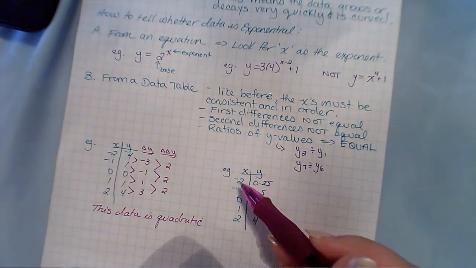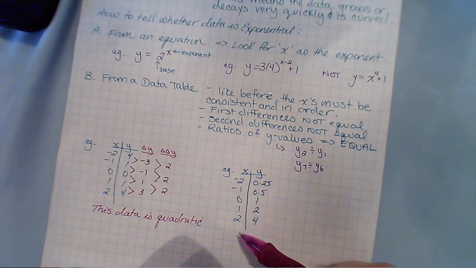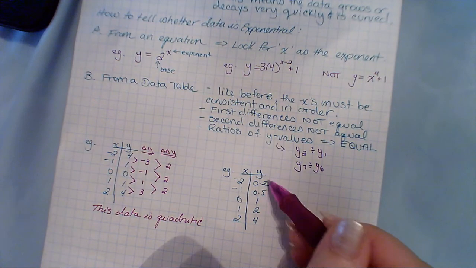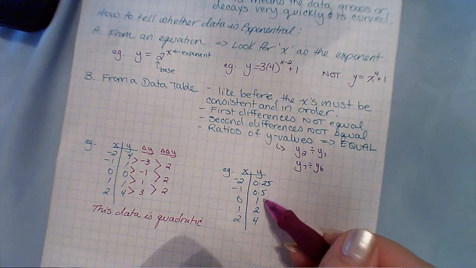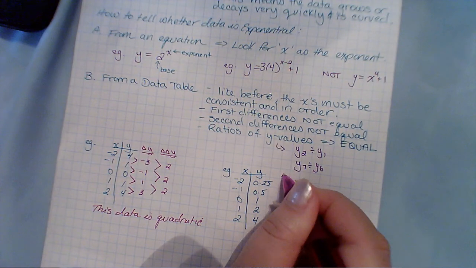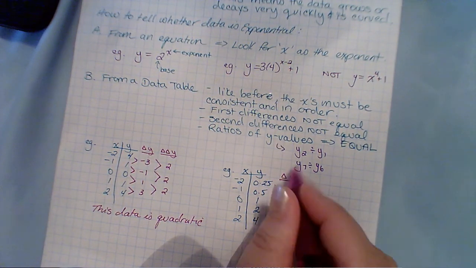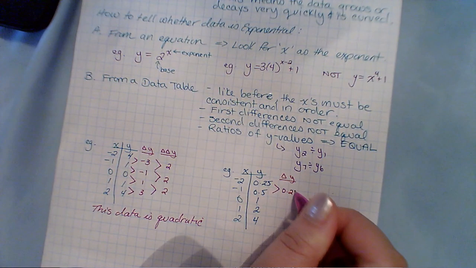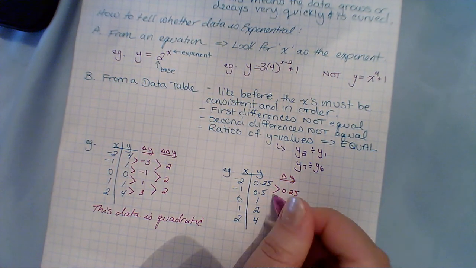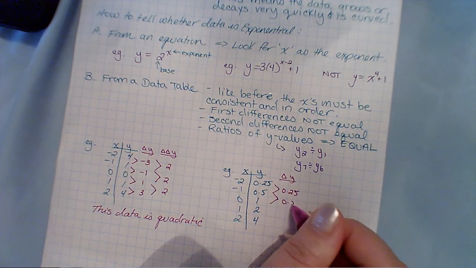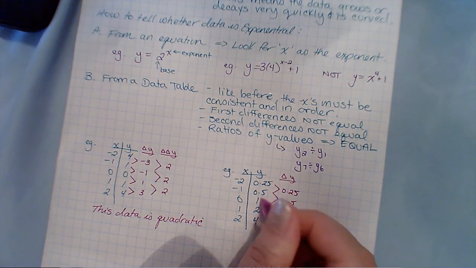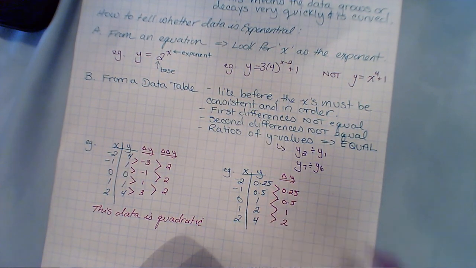Again, the x's, do a quick check: -2, -1, 0, 1, 2. Good, they're all there. We have our y's: 0.25, 0.5, 1, 2, and 4. All right, so first column, first differences. 0.5 take away 0.25 is 0.25. So 50 cents minus a quarter is a quarter. 1 take away 0.5 is 0.5. 2 take away 1 is 1. And 4 take away 2 is 2.